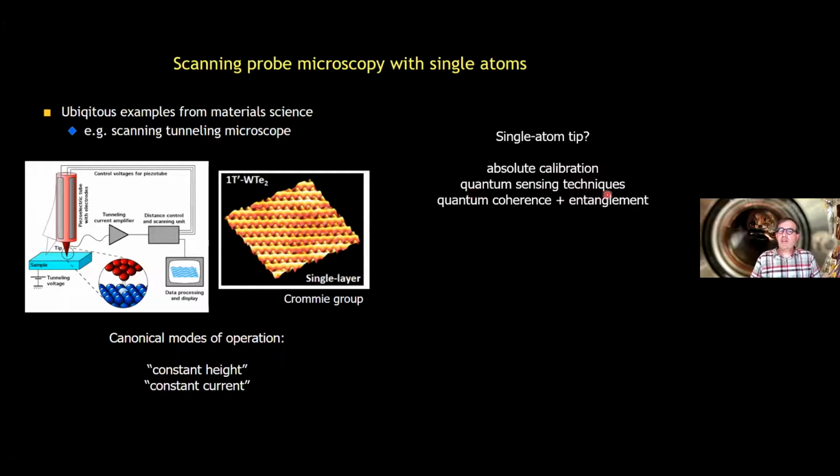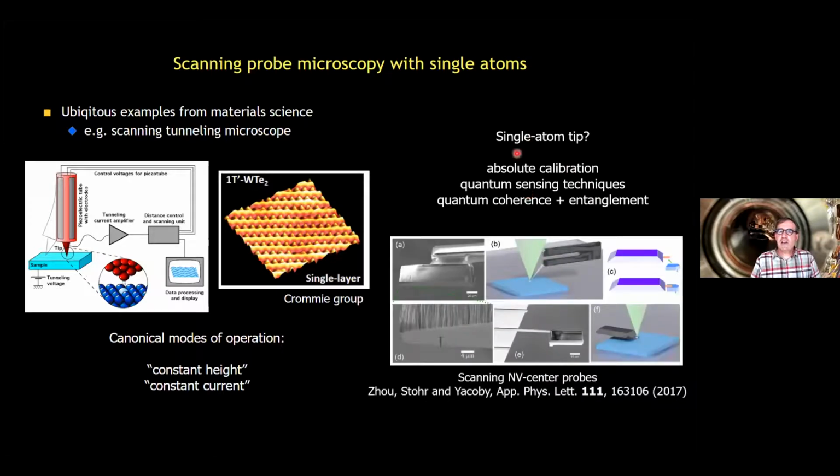You would be able to use fancy techniques to measure the state of the atom. And most appealingly, at some point, you could also use things like entanglement between, let's say, several tips in order to make really new types of measurements with a scanning probe microscope.